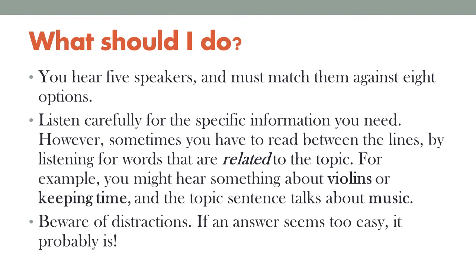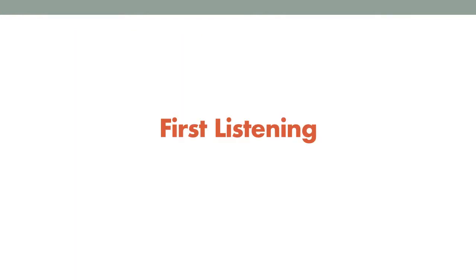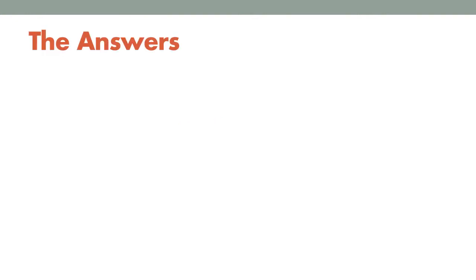Beware of distractions. If an answer seems too easy, it probably is, but also look out for those linking words in English that contradict what came before. If you hear the word however, that should be a warning sign for you. What comes after however will be very important for the task. So let's have a look. Here's the first listening, then I'll show you the answers, then we'll listen again and you can check to see where the answers come from.